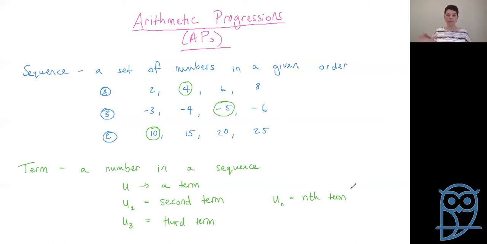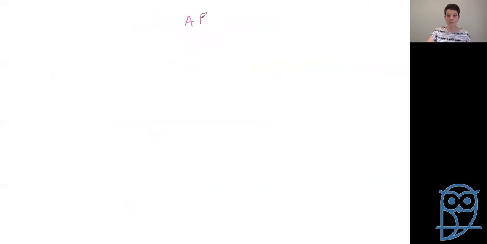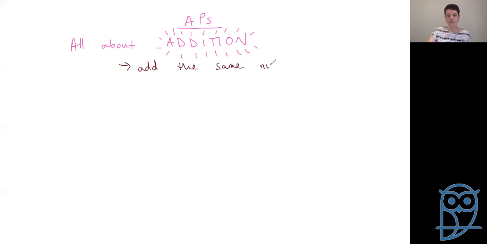So we've got the sequences, we've got terms, and we can identify the terms using our subscripts. Let's have a more focused look now at APs themselves. The world revolves around addition for an arithmetic progression. We are adding the same number over and over again. Remember that in this world, there's no such thing as subtraction, because subtraction is simply the addition of a negative number. So we can have positive or negative values.